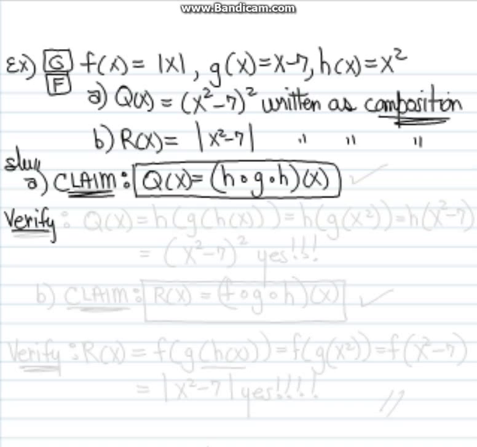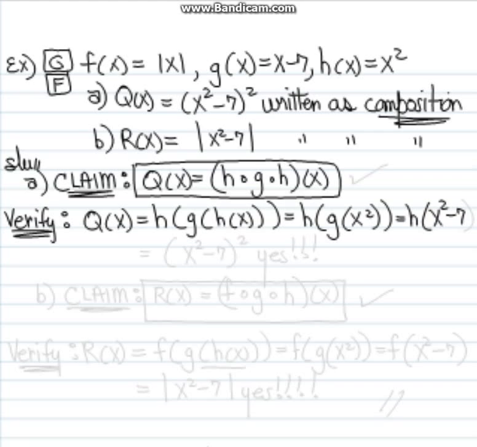Let's verify that. Q of x is, according to my guess, h of g of h of x. Now replace the inner function h of x with x squared, and then run that x squared through the g function. G is x minus 7, so now we have h of (x squared minus 7), because we're running an x squared through that function g. And now run x squared minus 7 through the h function, which says square it, and I get (x squared minus 7) squared. And yes, there it is. That's my q of x. So yes, that was a good guess.